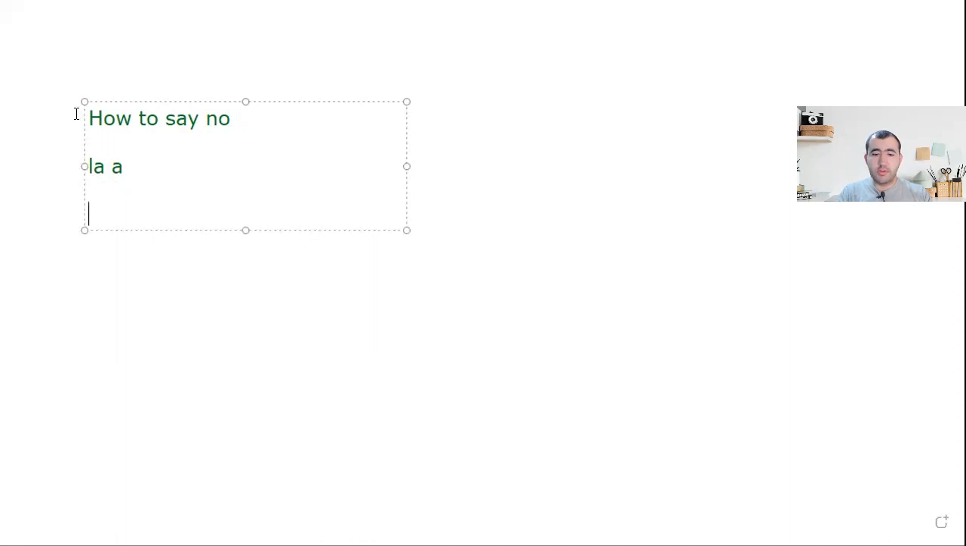لا, no. To disagree, you say مش موافق. Say it again. مش موافق. This is how to say no or disagree. لا مش موافق.